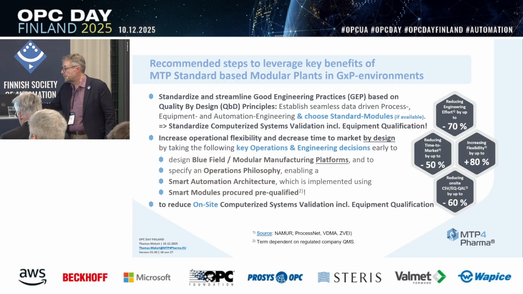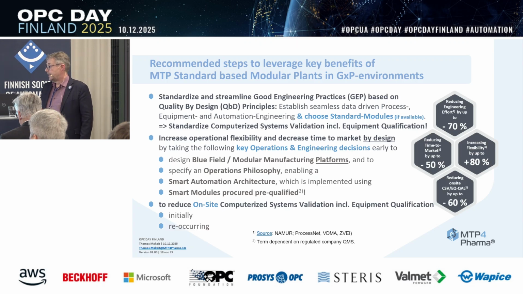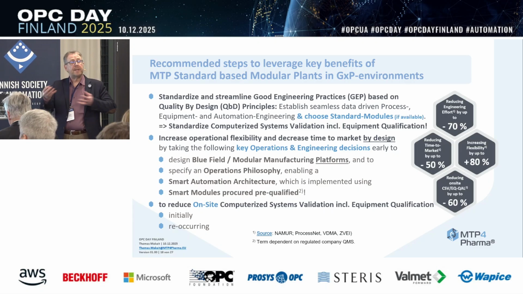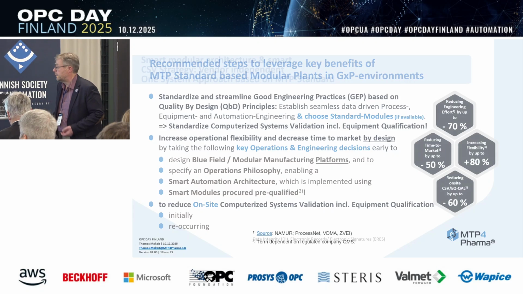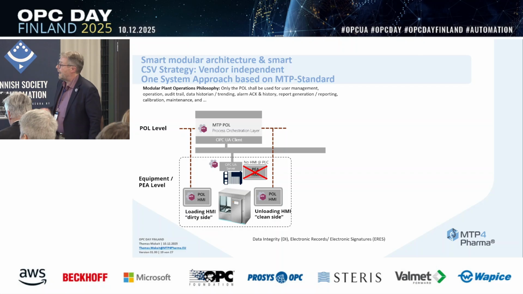And that helps to reduce on-site activities by up to 60%, initially and reoccurring when you rearrange the modules. It is not just building the plant, you usually rearrange it for different campaigns of product. Okay, how can that look like?